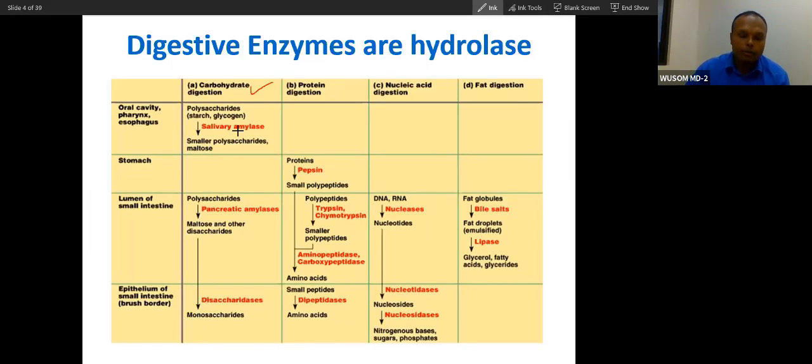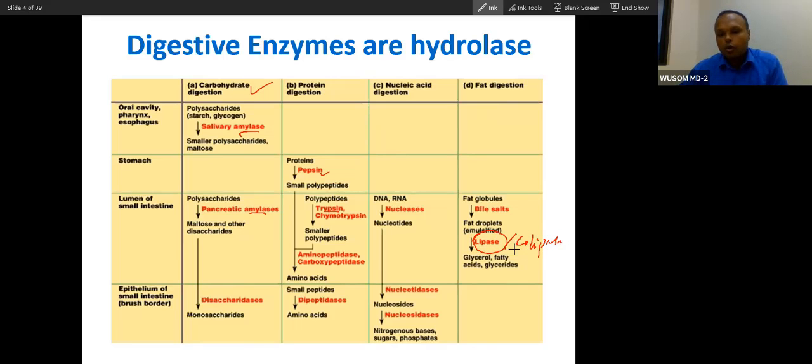For carbohydrate, we will see amylase. Everywhere you will see amylase. For carbohydrate, amylase is the main enzyme. For protein, there are many enzymes for protein digestion. You can see pepsin, then trypsin, chymotrypsin, aminopeptidase, and carboxypeptidase. Many enzymes you will see. For fat digestion, you will see mainly one enzyme, lipase, and there will be co-lipase helping this lipase.